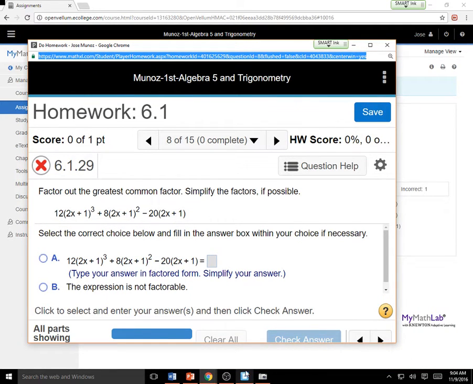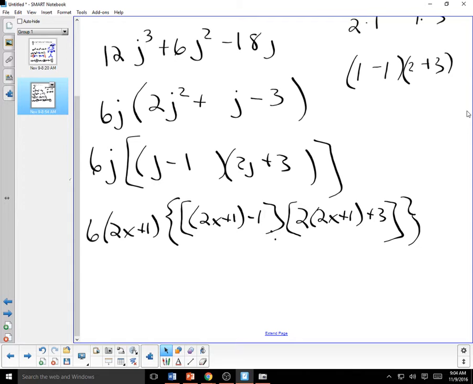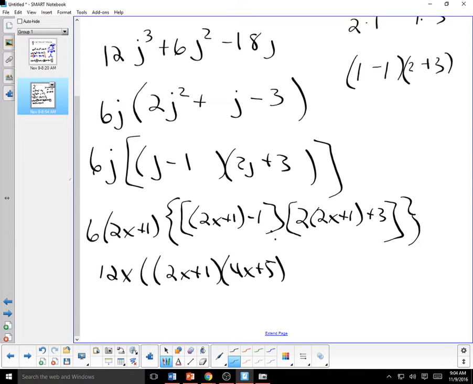Hold on. What was the answer before you take off? They said it was 12x. 12x plus 6. No, it's 2 parentheses. I'm going back to the calculator right now. I have to retype it in. 2x plus 1. Yeah. And then was it 4x plus 5? Yeah. 2 parentheses. Wrong.